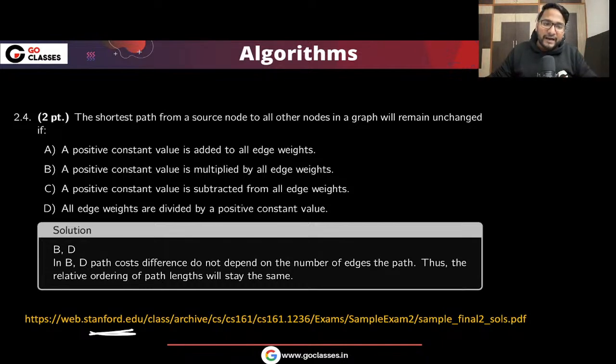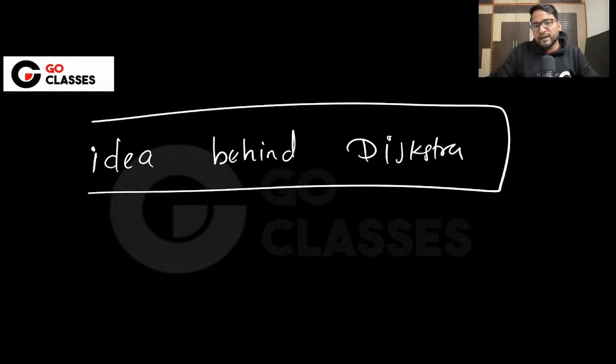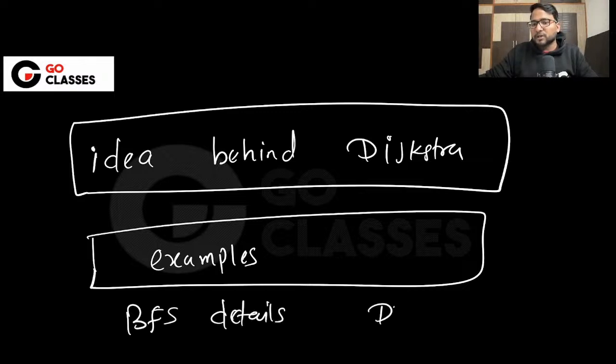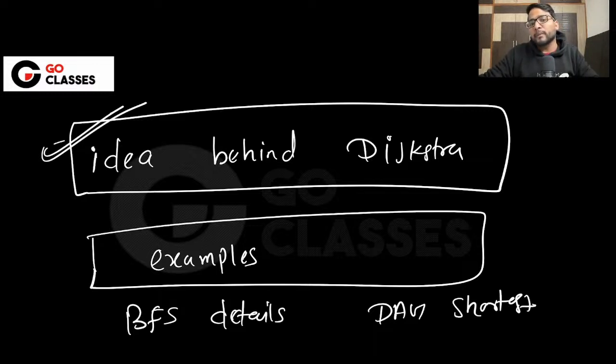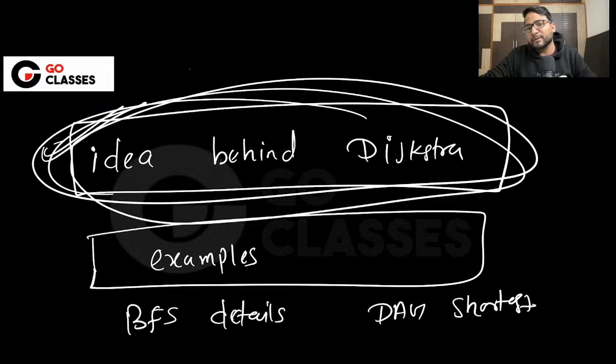I hope you understood the idea behind Dijkstra. Now we have seen examples of Dijkstra. We have seen BFS details. We have seen the DAG shortest path algorithm also. So we have seen many things. And this particular idea, let me tell you, it took me a long time to understand why Dijkstra is working. It may seem very easy to you when I'm explaining, but it took too long for me to understand why Dijkstra is working.